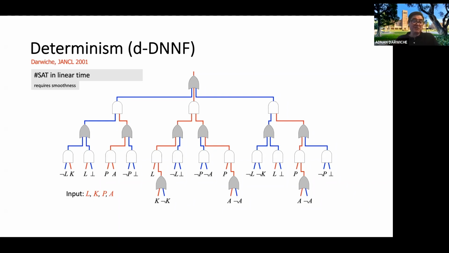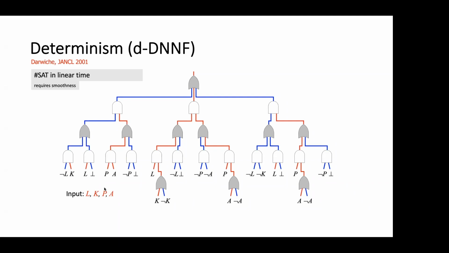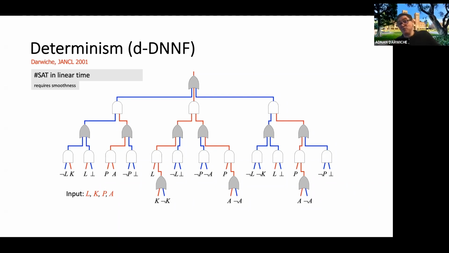And that's determinism. As I said, if you have determinism and decomposability, then you can count the models of this. Okay, so again, the more properties you add, the more tractability, the more reasoning you can do, and the more analysis you can do, as we will show later. Let me just also mention one more thing.